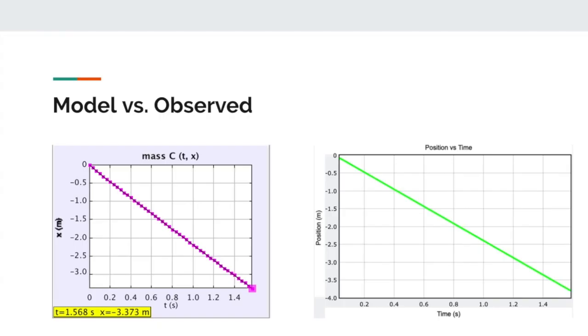So here's a side-by-side look at the graph generated by Tracker and the graph generated by the GlowScript code. As you can see, they look very similar. They both have a negative slope. The Tracker graph did not generate a perfectly straight line, and we'll talk about why that is a little bit later. But the GlowScript code did generate a straight line because it was just taking in that same velocity and that same increment of time.